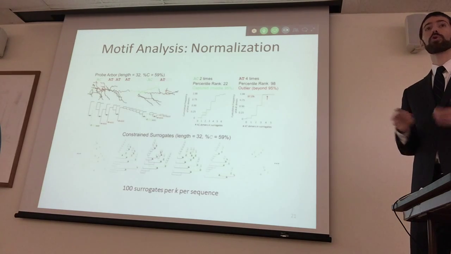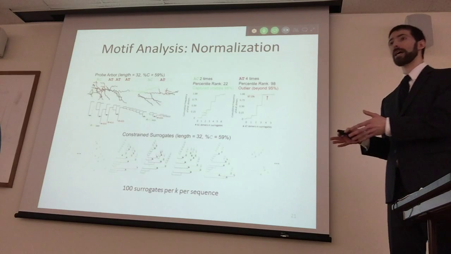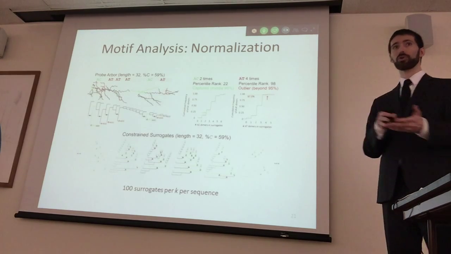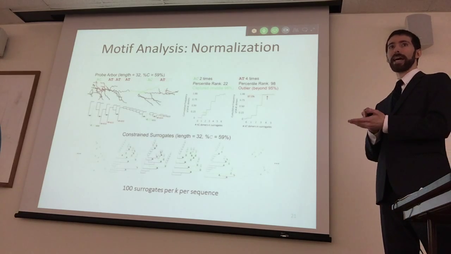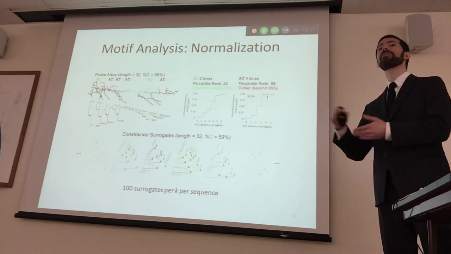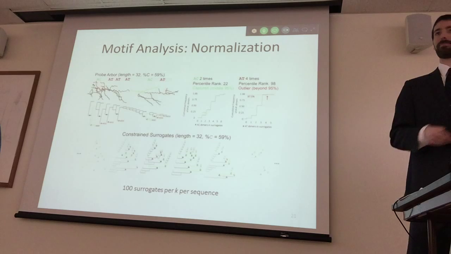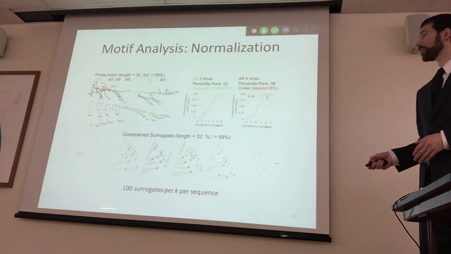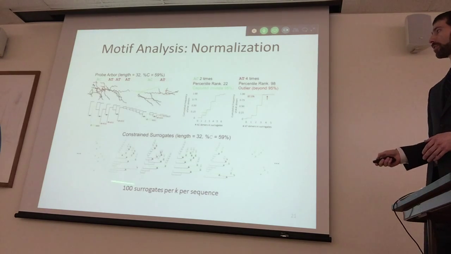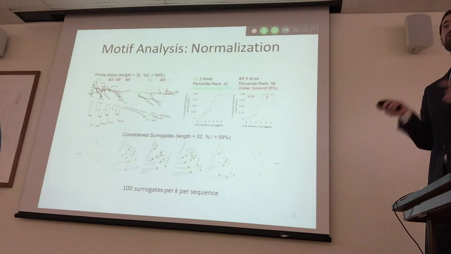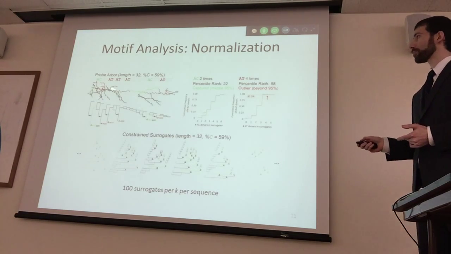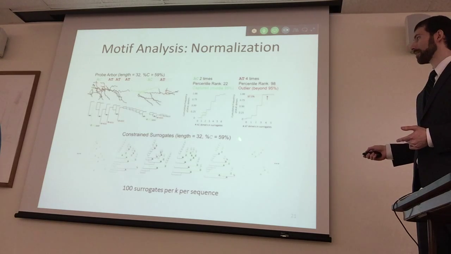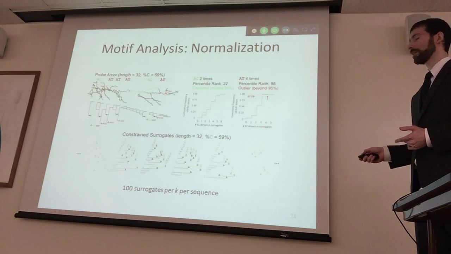So we wanted to normalize for that, right? If we're looking at dimers, or when we're looking at trimers, we want to control by dimers. The whole idea is to look at information at that size above and beyond what we already know. So to do that, we generate virtual, what we call surrogates, that are constrained by the level below. So if we're looking at dimers, we constrain by the length and the percentage of C nodes.